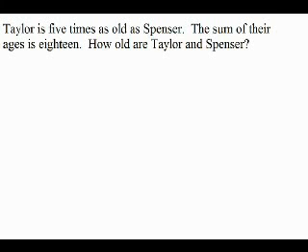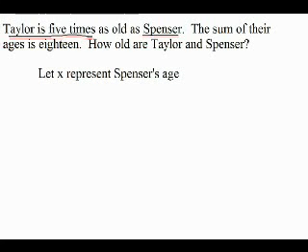Personally, I'd want to know Spencer's age first, because if I knew how old Spencer was, I could calculate how old Taylor is by using this piece of information here. So when you ask yourself which one you would want to know first, that's the one you assign the variable to. So what we're going to state here is, let x represent Spencer's age.